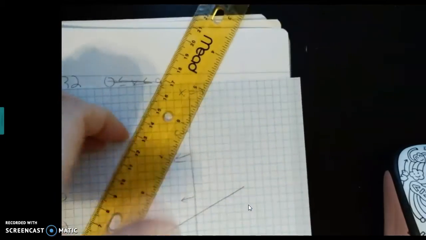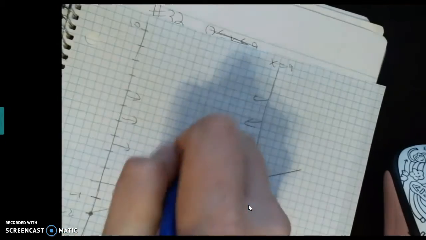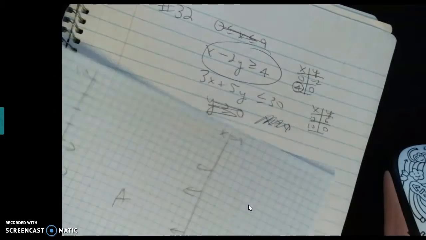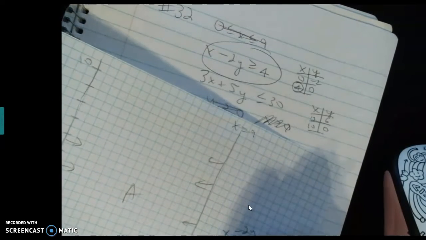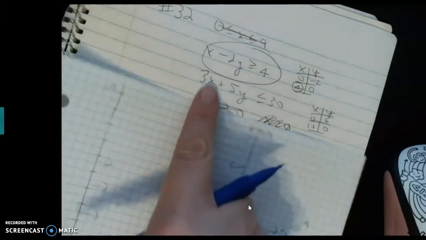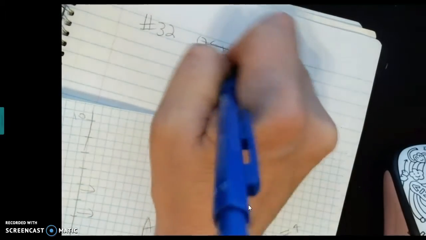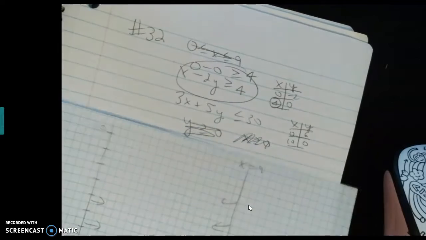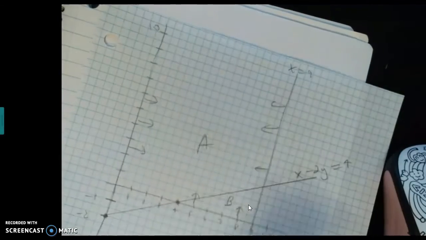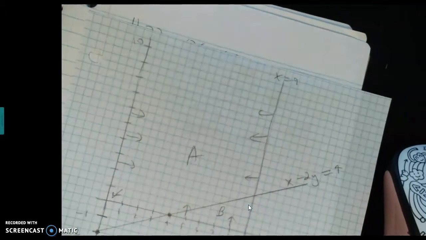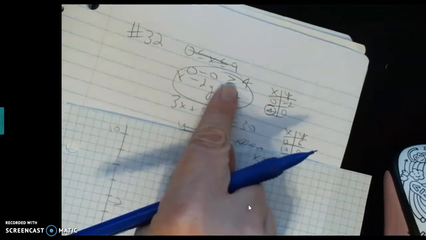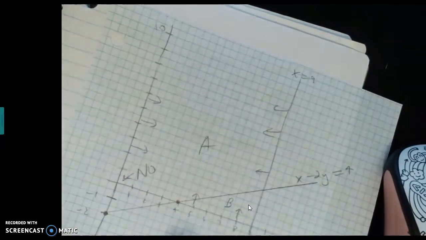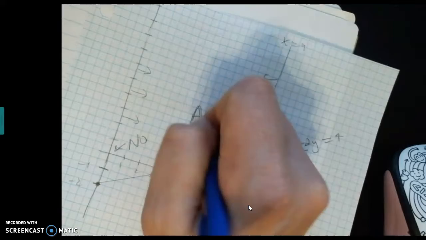Right now everything is shaded, but I know either this is my place to go or B is my place to go. And my original, I'm going to write this as an equation, is 4. Okay, but I'm going to test 0, 0. Is 0 minus 0 greater than or equal to 4? Is 0, 0, the origin, an answer? And 0 plus 0 is not greater than 4. So it's telling you, no, 0, 0 is not an answer, which means all of this is a no.